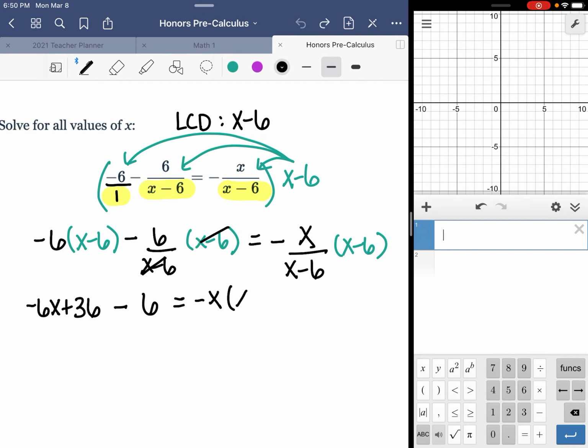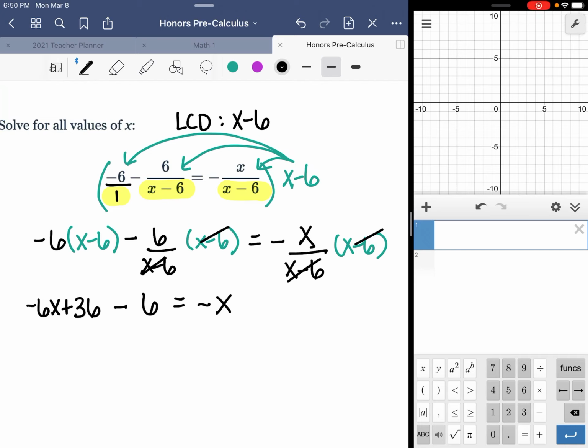And again, actually before I make all that into something more than needs to be, I can see that I'm going to have a top and a bottom that are the same. That leaves me with negative x. So this problem actually wound up being a lot simpler than it looked initially. So I can go ahead and simplify this and solve it.